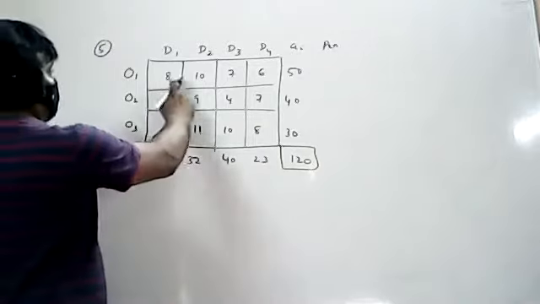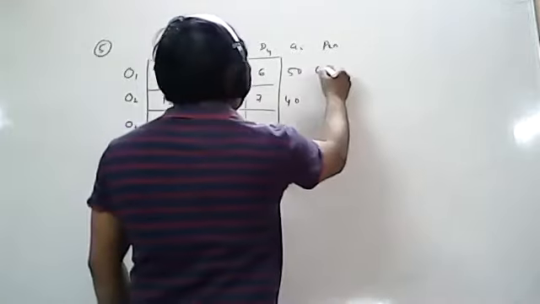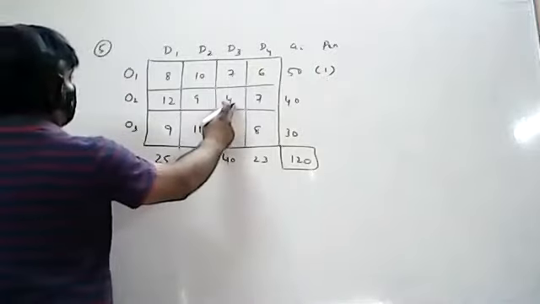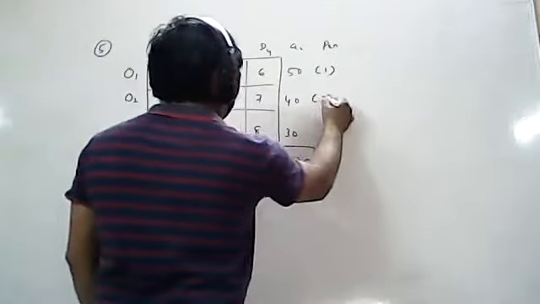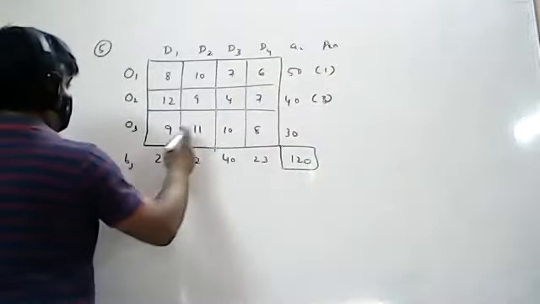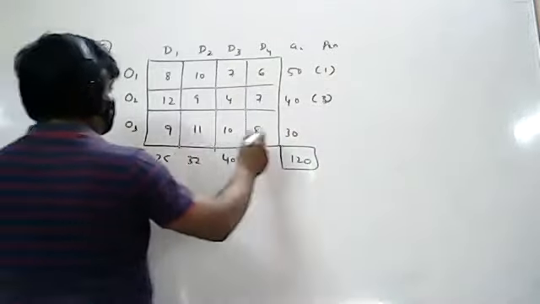First row, smallest element, next smallest element, difference is 1. Second row, smallest element, next smallest element, difference is 3. Third row, smallest element, next smallest element, difference is 1. Similarly, repeat for columns. Smallest, next smallest, difference is 1. Smallest, next smallest, difference is 1. Smallest, next smallest, difference is 3. Smallest, next smallest, difference is 1. Now penalties are calculated. Go for the highest penalty among rows and columns.